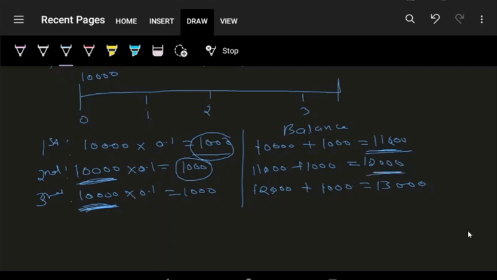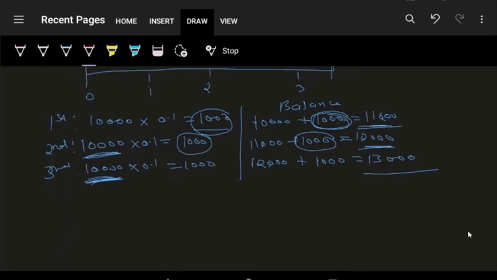So this interest gets accumulated. In the first year, 1,000 rupees is earning nothing. In the second year, this 2,000 rupees is earning nothing, and in the third year we got 13,000 total. This 13,000 is called the accumulated amount.